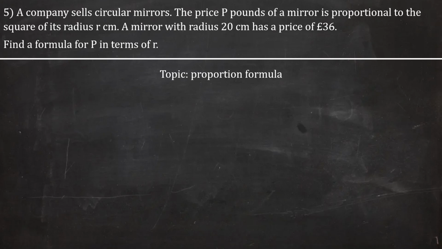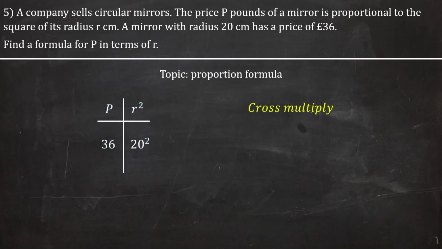Question 5, a proportion formula question. So first thing to do here, we're going to set up a table. So we have P, which is the price of the mirror, and R squared, which is the square of the mirror's radius. So we know that when the P is 36, the radius is 20, so 20 squared. If one thing in the column is squared, everything has to be squared.